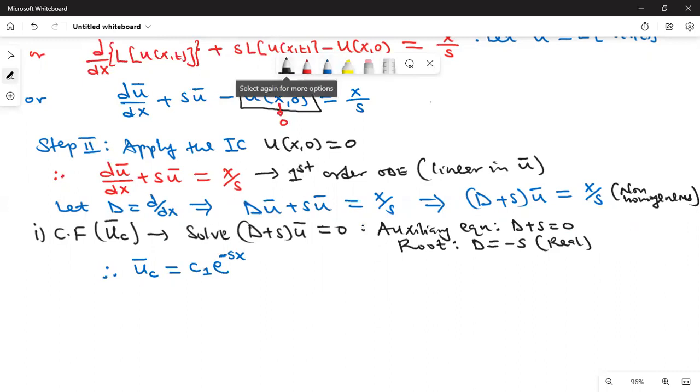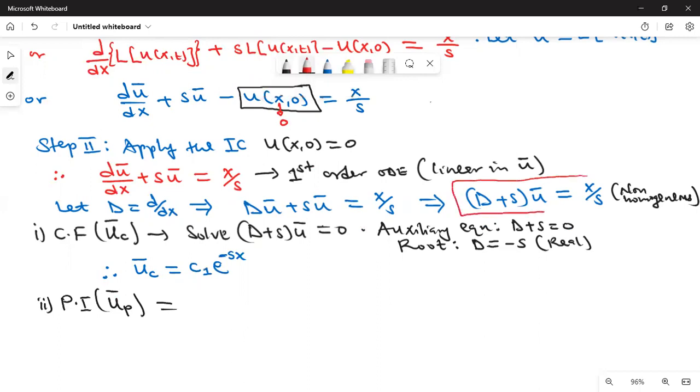Let's find the particular integral, which we are calling u bar p. Here you make u the subject. Look at the equation we are solving. Let me circle it or bracket it. This is the equation we are solving.